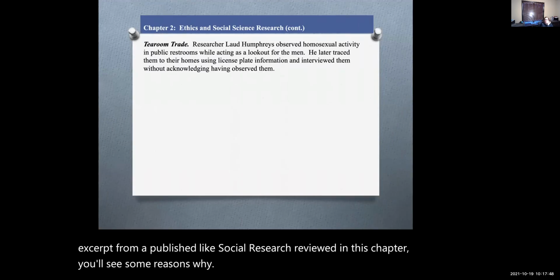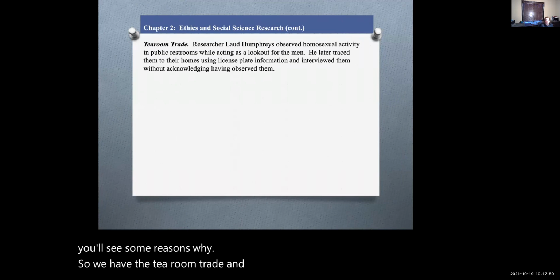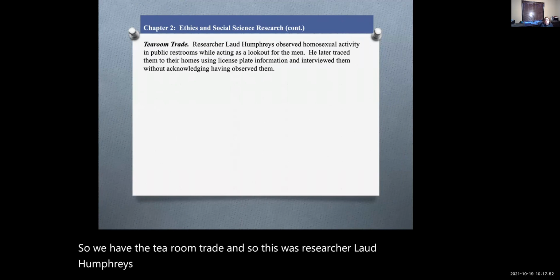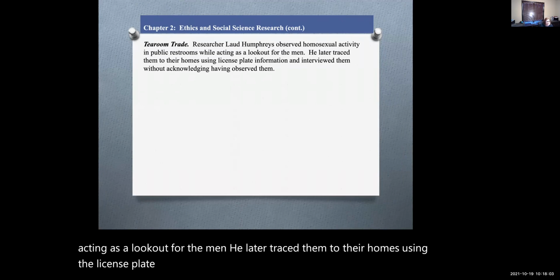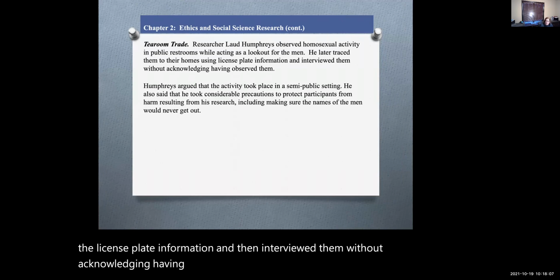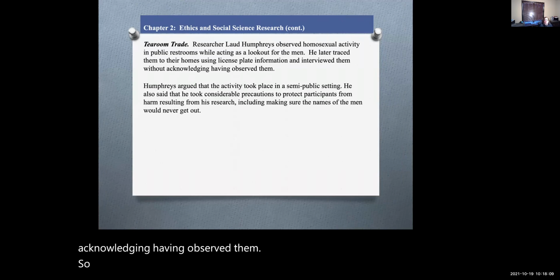So we have the tearoom trade. This was researcher Laud Humphreys, who observed homosexual activity in public restrooms while acting as a lookout for the men. He later traced them to their homes using license plate information and then interviewed them without acknowledging having observed them. Here he argued that the activity took place in a semi-public setting.